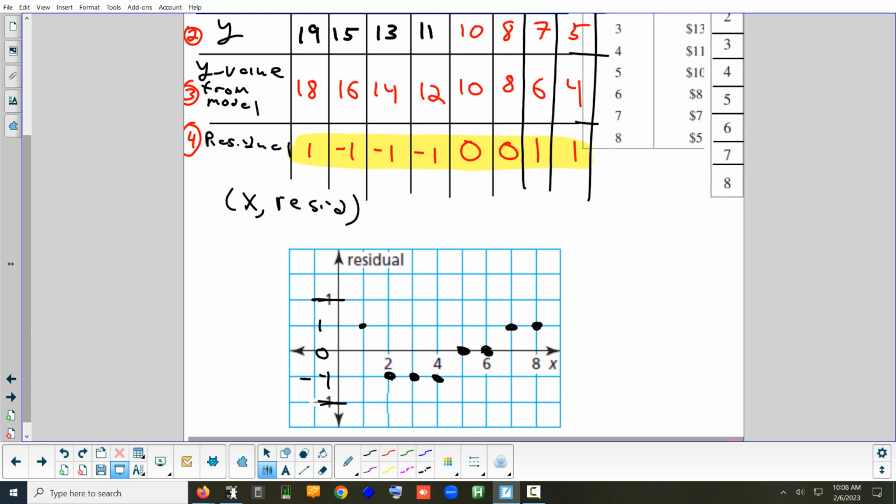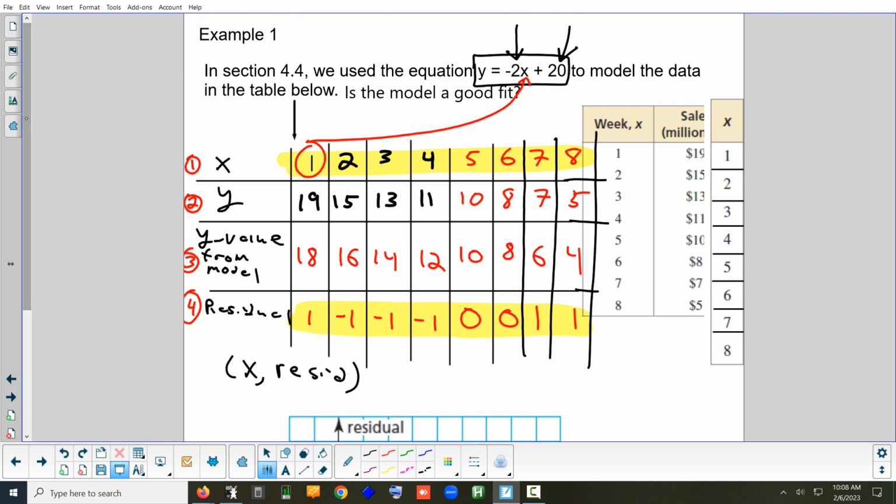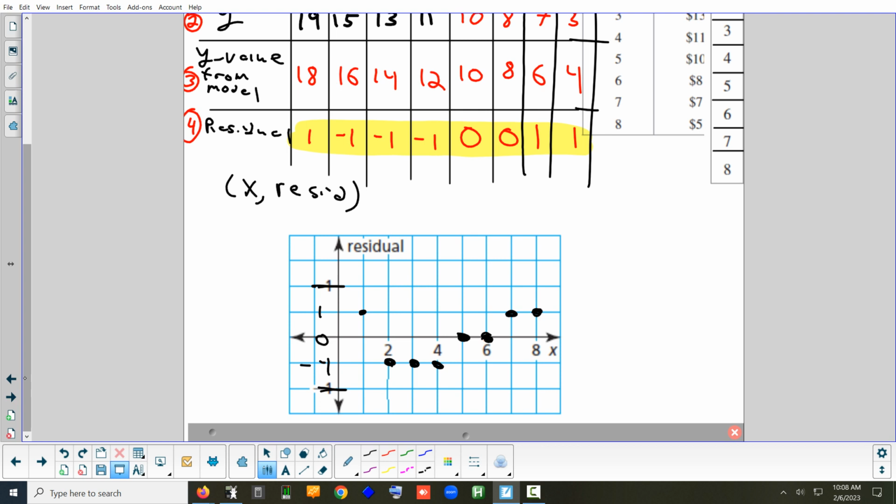All right. Now, to answer the question, is this model a good fit for the data? This is what we call a graph of the residuals. You want the residuals to be pretty small, like 1s, -1s, that's good. If the residuals start hitting like 5s and 6s, that's not as good. So what do you think here?